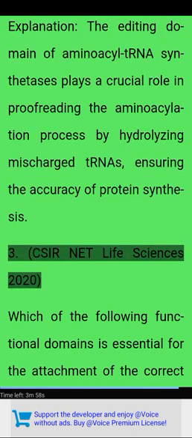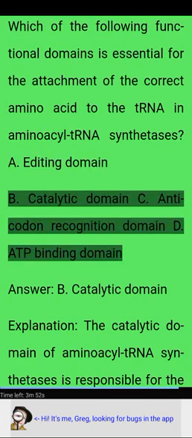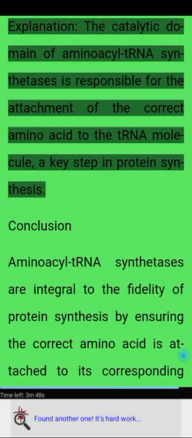3. CSIR-NET Life Sciences 2020. Which of the following functional domains is essential for the attachment of the correct amino acid to the tRNA in aminoacyl tRNA synthetases? A. Editing domain. B. Catalytic domain. C. Anticodon recognition domain. D. ATP binding domain. Answer. B. Catalytic domain. Explanation. The catalytic domain of aminoacyl tRNA synthetases is responsible for the attachment of the correct amino acid to the tRNA molecule, a key step in protein synthesis.